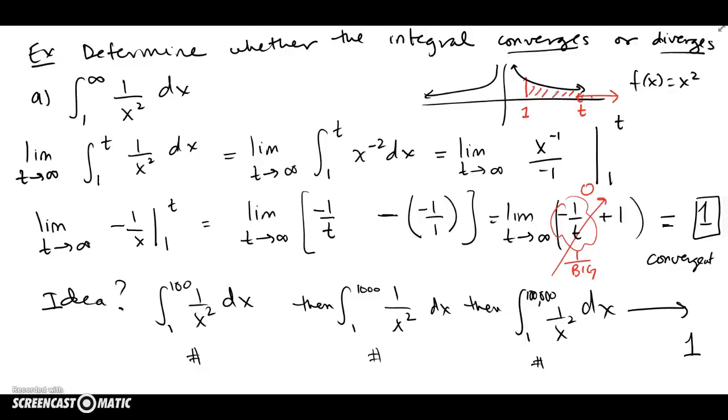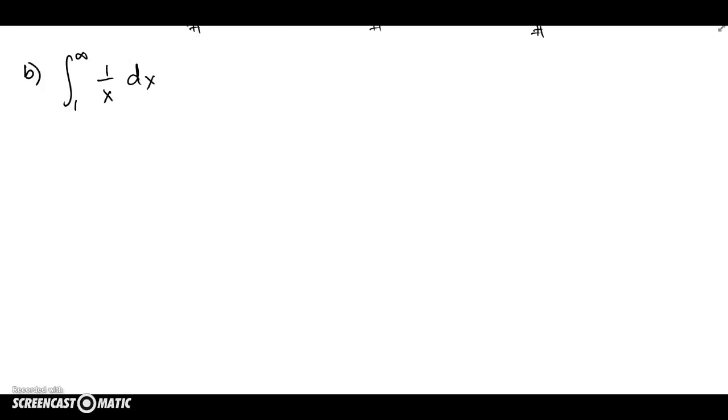Let's go look at another example. So the integral from 1 to infinity of 1 over x dx. Again, right off the bat, we see an infinity for one of the limits. We know this is an improper integral. We're going to start taking limit business.